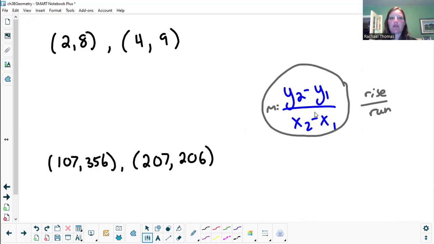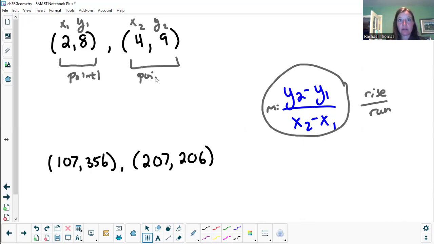Now, what's this business with the 1s and the 2s? Well, you notice how I have 2 points. So I can't just say this 2 is x and 8 is y, because 4 is also x and 9 is also y. So I put the 1s on here as subscripts. It's not x squared. It's not y squared, it's not x to the 1. They're subscripts. They're just like last names on the name of the variable so I can keep them straight. I have a 1 on this x and this y because this is point 1 and this guy's point 2.